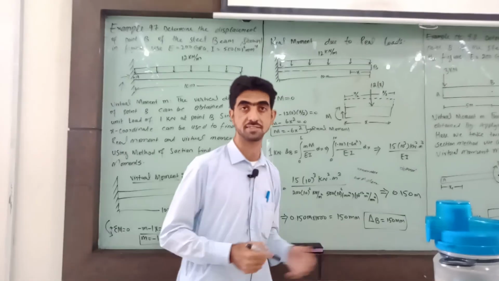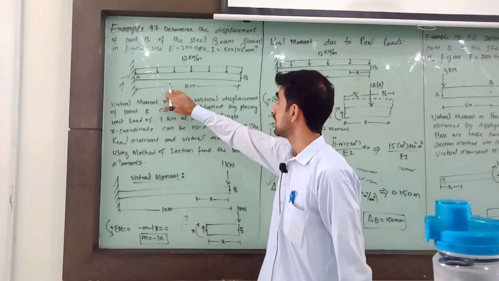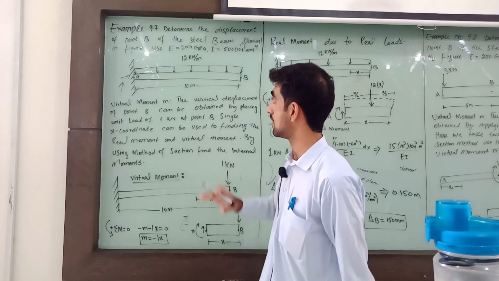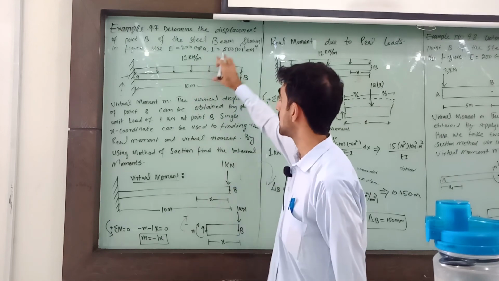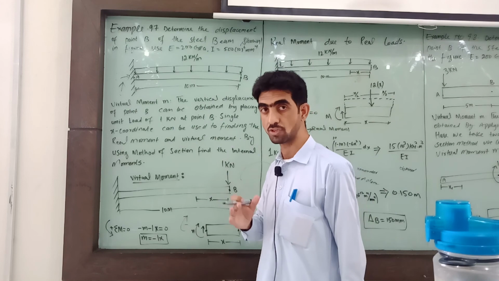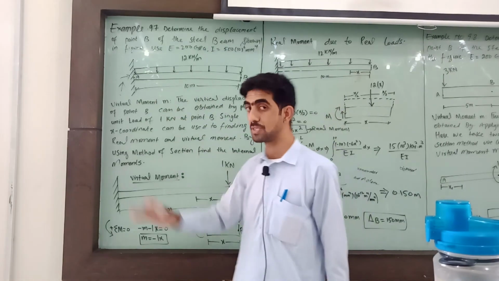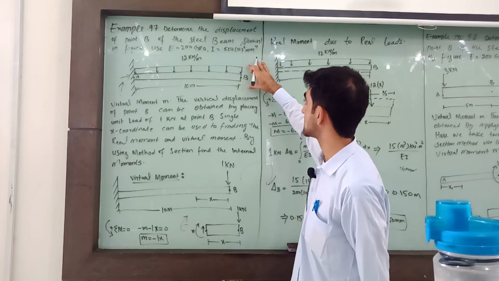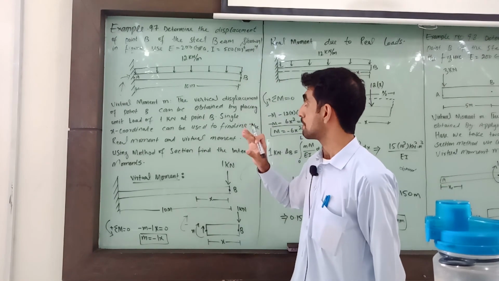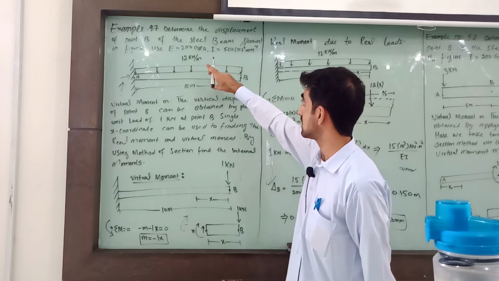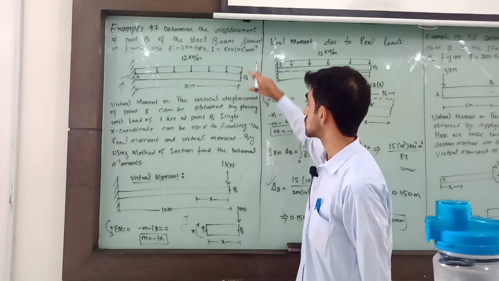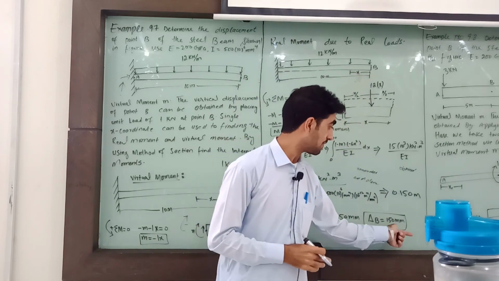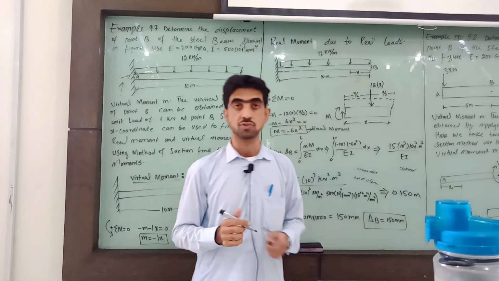Okay, what does this mean? It means that for a cantilever beam, when we apply a 12 kilonewton per meter load, and the length of this beam is 10 meter, we find the B point displacement. So when we apply the 12 kilonewton per meter load, the displacement of point B is 150 millimeter.